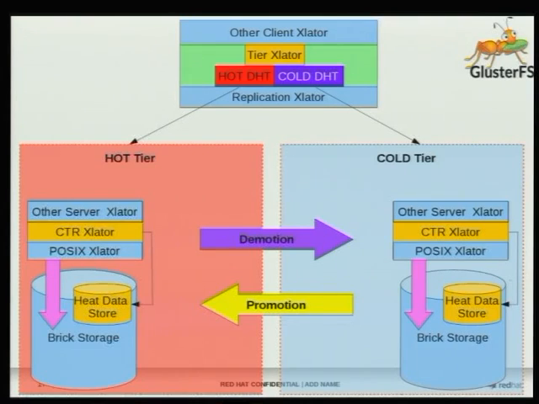The key point here is this CTR translator. That's a change time recorder. It intercepts IOs as they come in and records the time in the database. And then there's a background process which queries the database, finds the data that meets criteria according to those policies from the previous slide, and instigates promotion or demotion between the tiers.